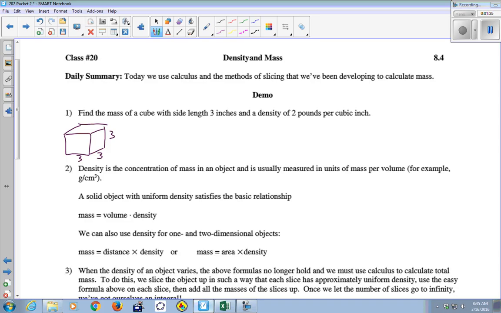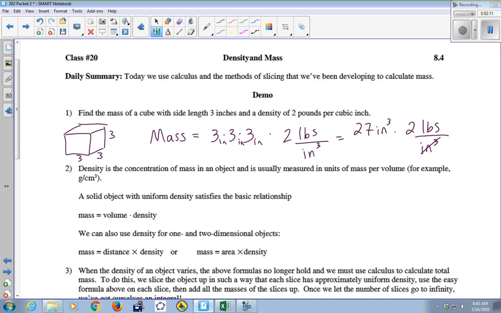3 times 3 times 3 times 2. Yeah. So its mass would be 3 cubed. Let's put units here. This is inches, inches, inches, and then 2 pounds per cubic inch. Right, so all my inches cancel. So this becomes 27 cubic inches times 2 pounds per cubic inch. Cubic inches cancel, and you just get 54 pounds. It's the mass of the cube.